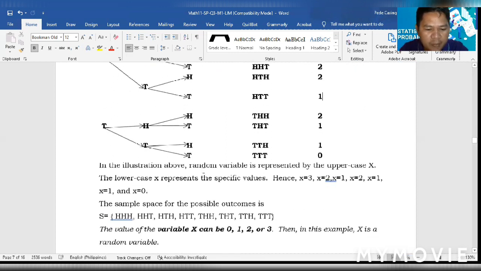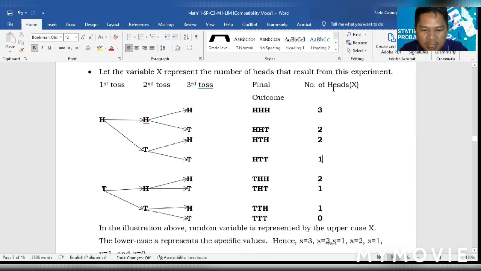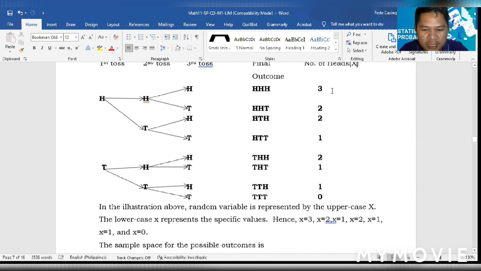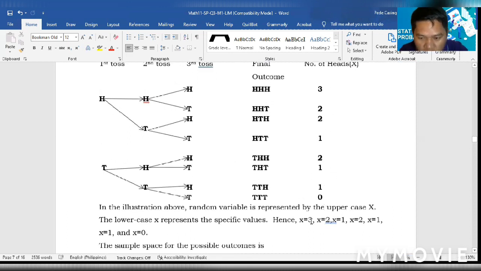So in the illustration above, the random variable is represented by the uppercase X. So here above, the number of heads, capital X. The lowercase x represents the specific values, these 0, 1, 2, 3. They represent the small values, or small letter x variable.